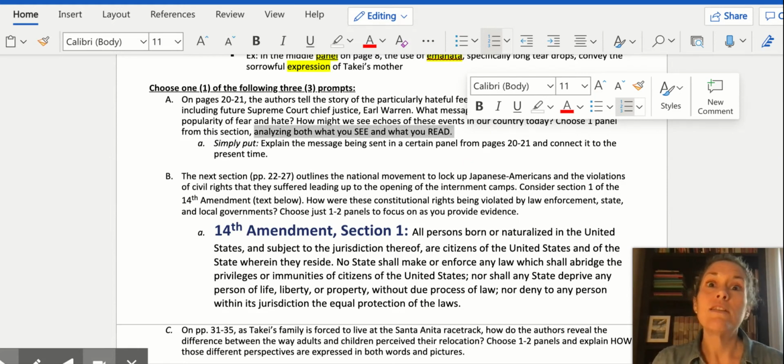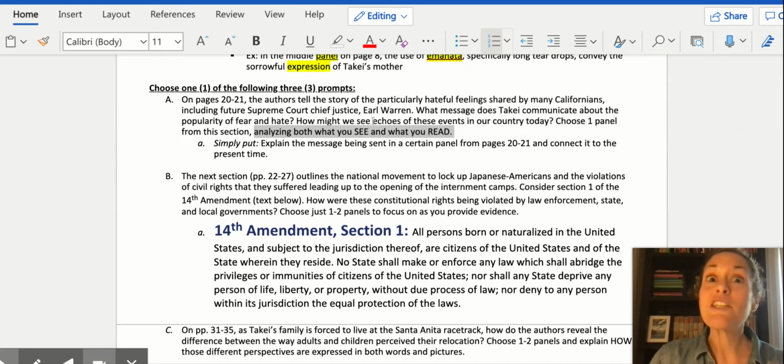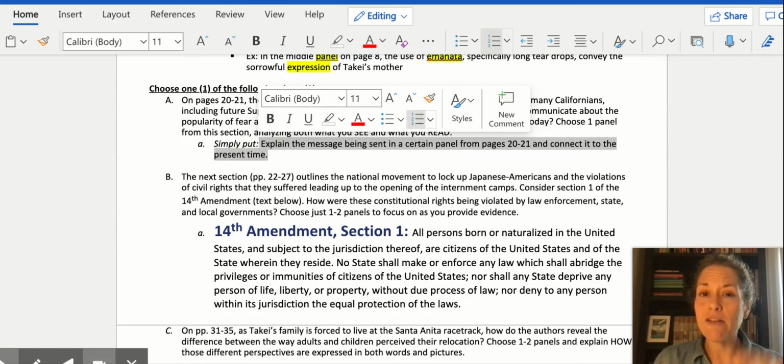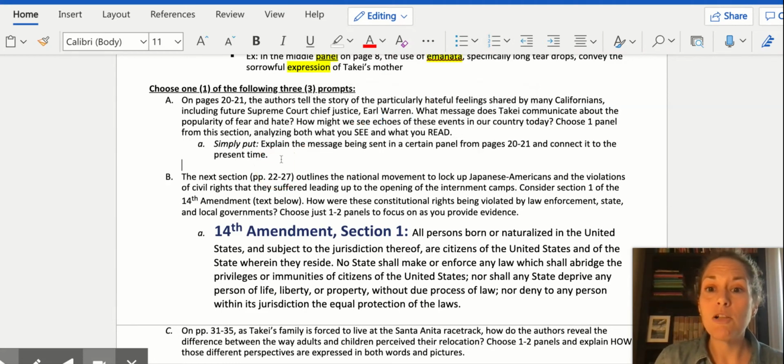Of course, as always, keep using those terms, right? Because those terms help us to understand and to approach this text in a more intellectual fashion, right? Emanata, graphic weight, voiceover versus narration versus speech bubble, panels, things like that. Expression. Remember, if you're talking about expression, you have to use an adjective, fearful expression, sad expression, things like that. So simply put, explain the message that's being sent in one particular panel on those pages and connect it to the present time. Where do we see, again, certain people using fear to become more popular, or using fear to gain position and power in politics?